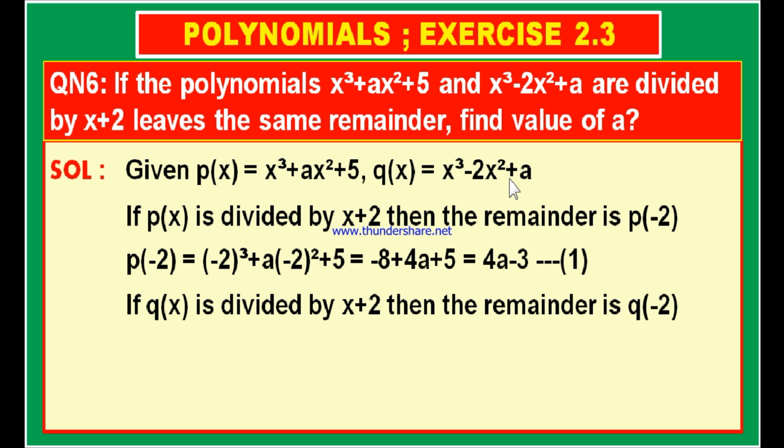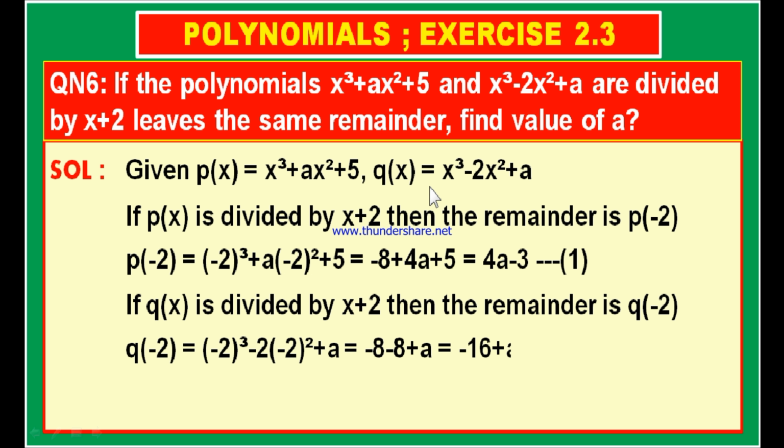Take this polynomial, q of x is equal to x cube minus 2x square plus a, and here in the place of x you substitute minus 2 now. Therefore q of minus 2 is equal to minus 2 whole cube minus 2 into minus 2 whole square plus a. Minus 2 whole cube means minus 2 into minus 2 into minus 2, minus whole power an odd number is minus, 2 cube, 2 into 2 into 2 is 8.